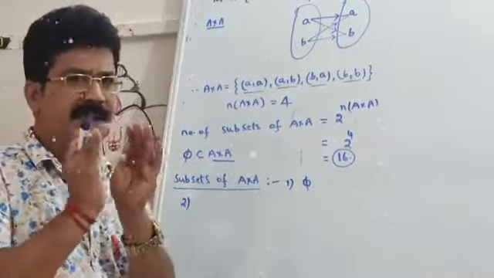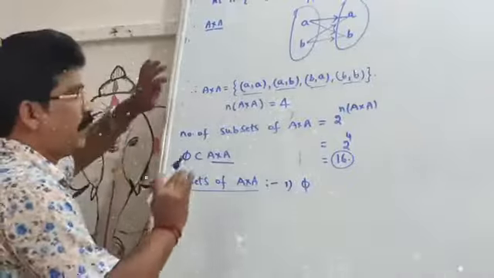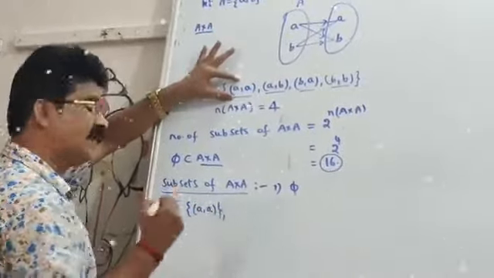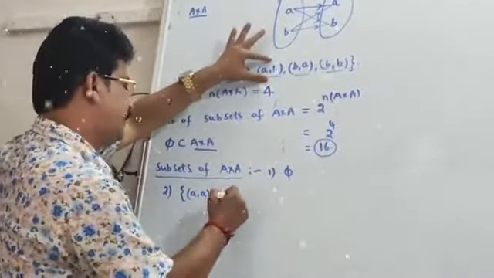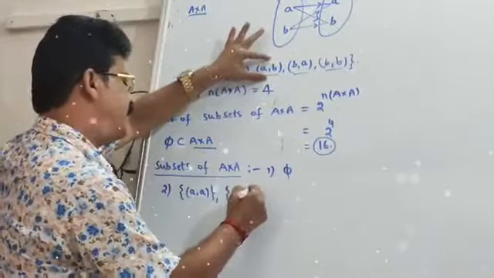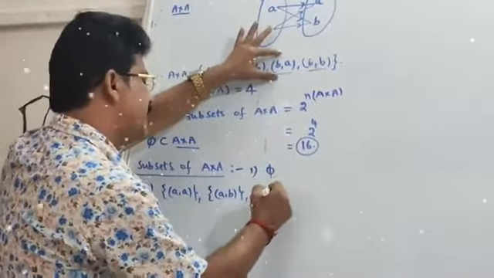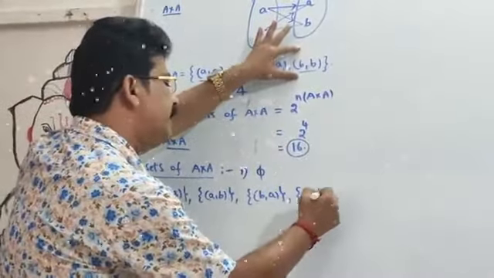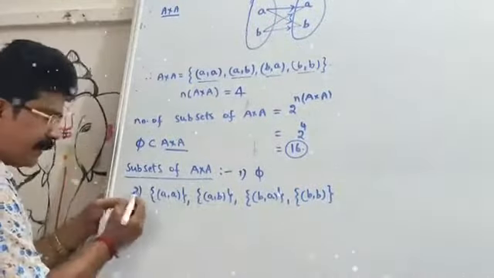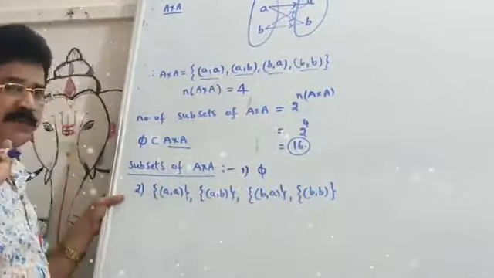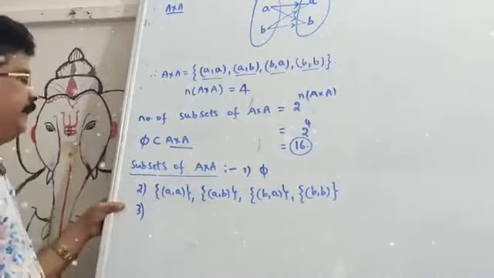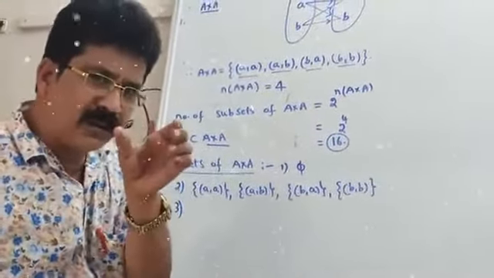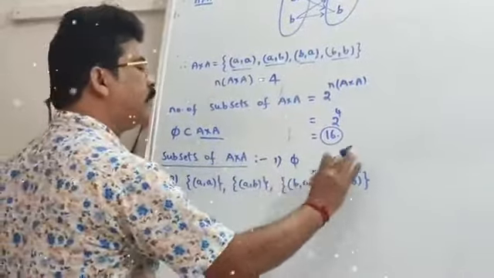Next, second one. Let us take singleton sets first to avoid the confusion. So the set of (a, a), it is one set. Next, the set of (a, b), the set of (b, a), the set of (b, b). In the second point, 1, 2, 3, 4 subsets are there. Next, third point. So this is a single element. Of course, each element is one ordered pair here. So 1, 2, 3, 4 sets are there.